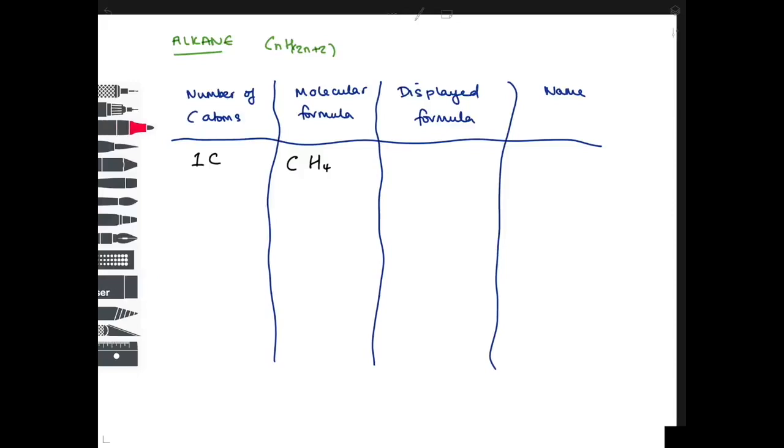Its displayed formula looks like this, which is you draw the carbon in the middle and hydrogens around the outside, remembering that each carbon atom forms 4 bonds, each hydrogen forms 1 bond, and you must remember that to help you draw them. Its name, well, it contains 1 carbon, which is why it's meth, and it's an alkane, which is why it's methane.